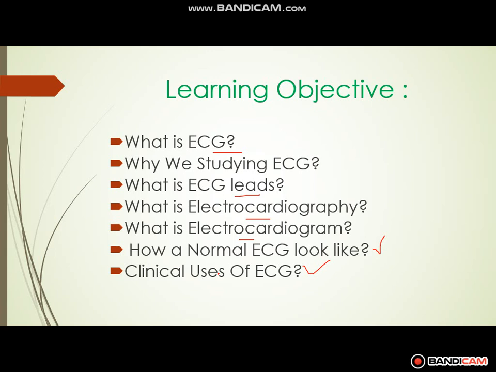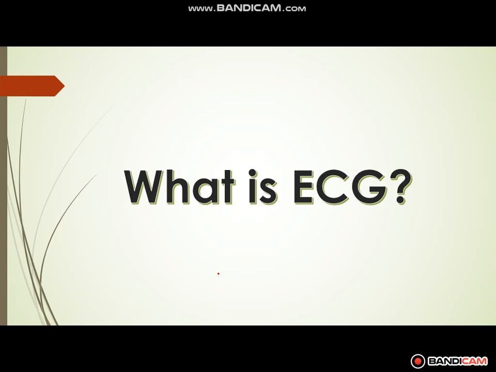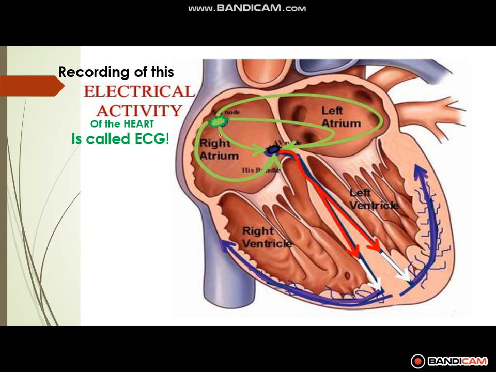So let me first explain the ECG, or electrocardiography: what is ECG? All of us know that the heart has a special electrical activity. This electrical activity starts from the SA node, which is located in the superior lateral wall of the right atrium. When it produces electrical impulses, they spread first to the atrium, and then come to the AV node, and from the AV node they go through the His bundle to the ventricle.